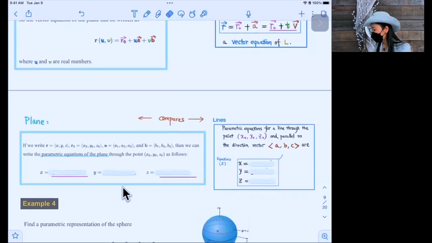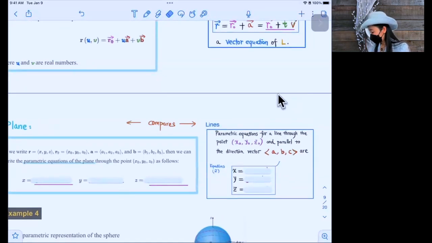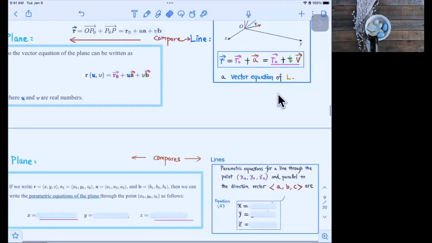Well, let's start with the easy one, the one in the past, right? Do you guys remember the parametric equation for the line? That was the vector equation. So what are the parametric equations for the line? Suppose the direction vector is A, B, C, and here is x naught, y naught, z naught. That's the point. Anybody remember?